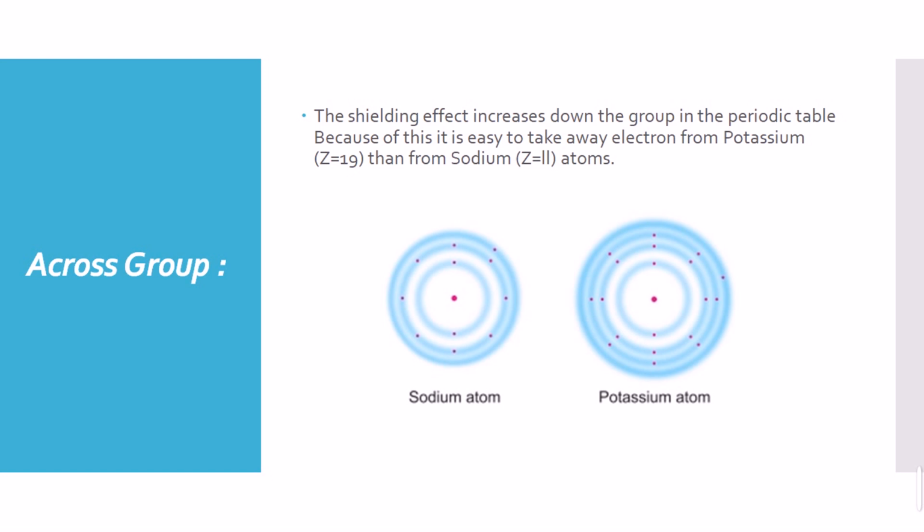So the shielding effect or the screening effect of the potassium atom is greater. So the repulsion will increase and the effective nuclear charge felt by the outer electron will be less in potassium as compared to sodium, because the intervening electrons that create the repulsion or the shield are fewer in sodium but greater in potassium due to the increment in the number of shells.